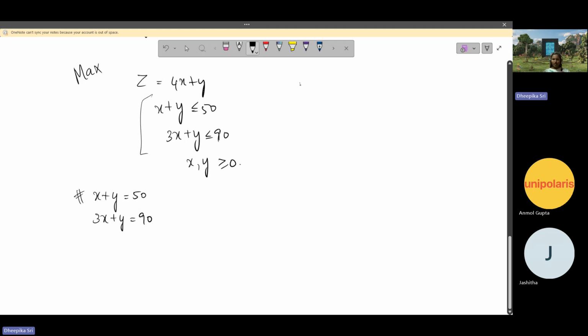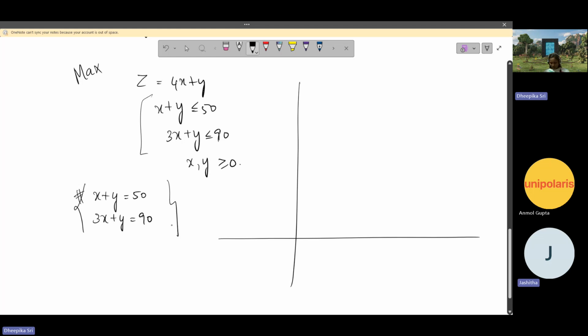I need to draw the coordinate plane and plot these two lines now. So what about x plus y equals 50? How do I plot that now? We make a solution table for both of them. Do the first one alone. Can you form the solution table for the first line? It's 0, 50 and 50, 0. Yes, let's make it 50 here. So this is 50, 0 and this is 0, 50.